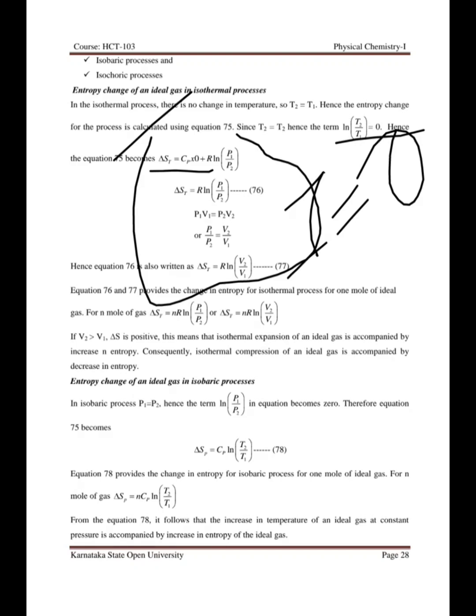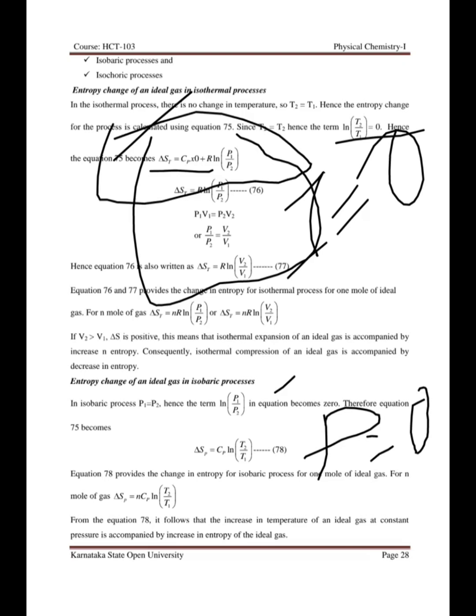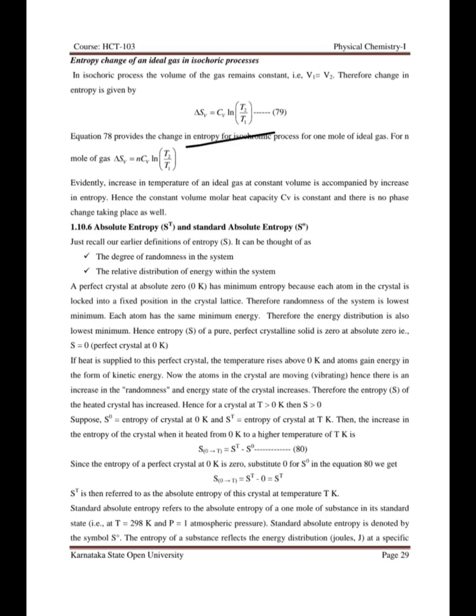And next is the entropy change of an ideal gas in the isobaric process. In the isobaric process, we keep the pressure constant and measure the entropy change in the ideal gas system. Using the same equation 75, you put P is equal to 0 and you get the value.